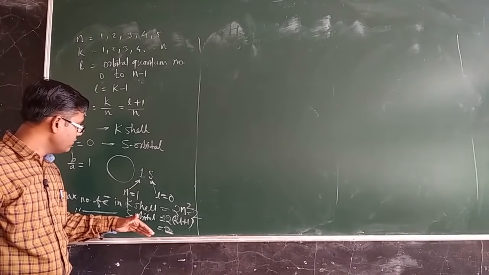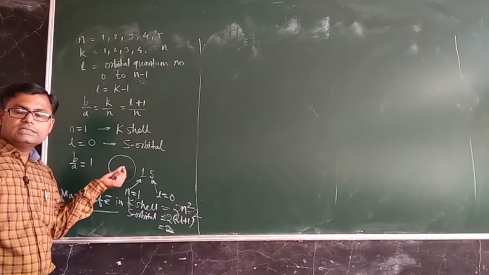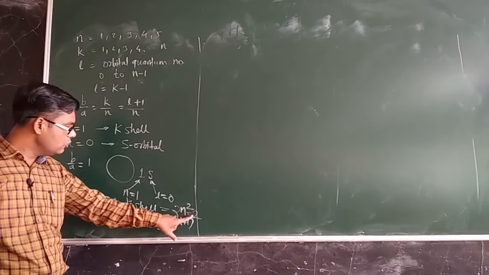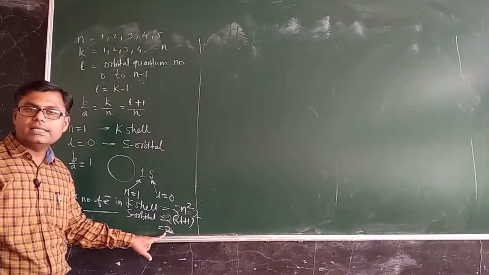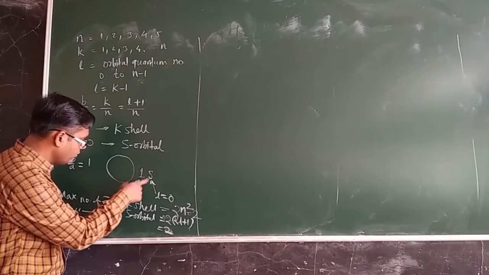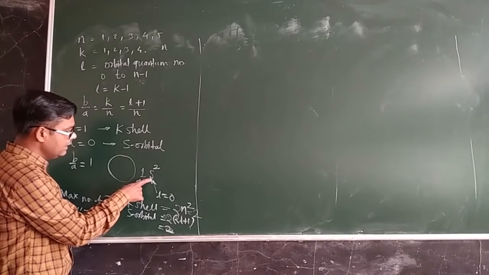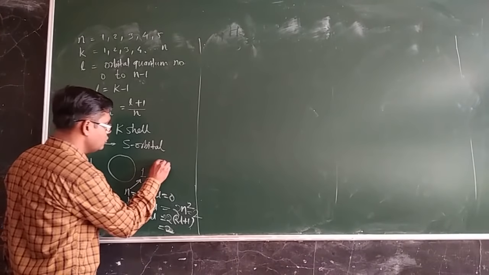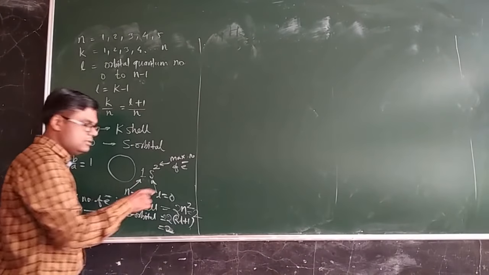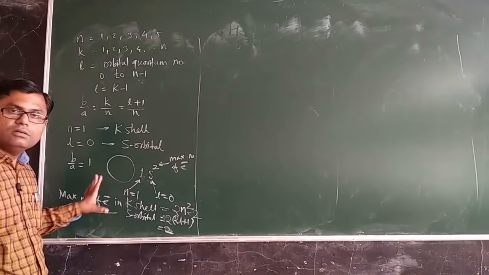So in summary, whenever we consider the first orbit of any atom, it can have a maximum of 2 electrons, and all those 2 electrons will be occupied by the 1s orbital. So here we can write 1s2. 1 implies n equal to 1, s implies L equal to 0, and 2 implies the maximum number of electrons in this particular orbital. So this is about the first orbit.